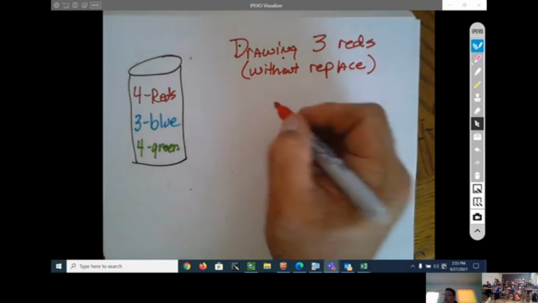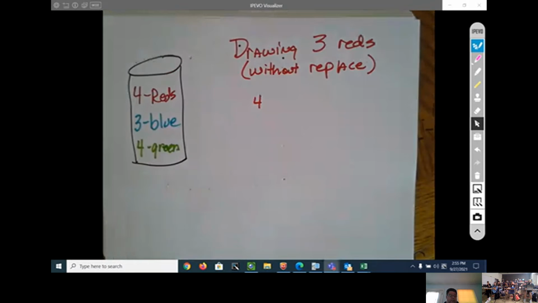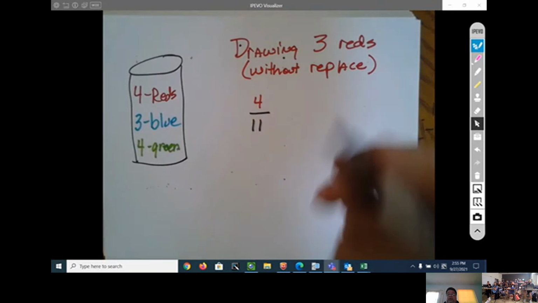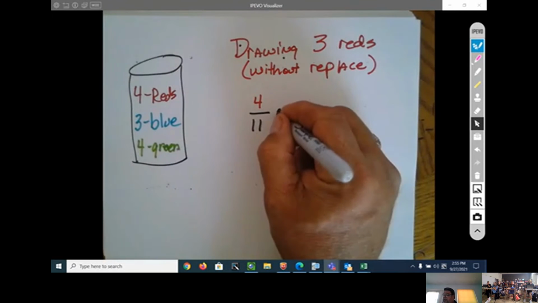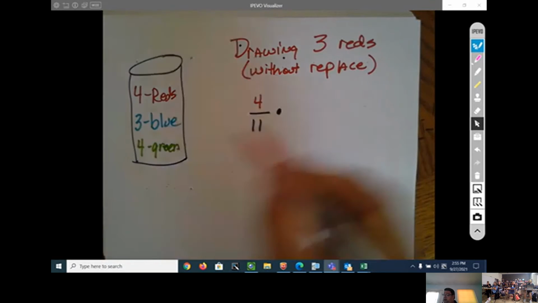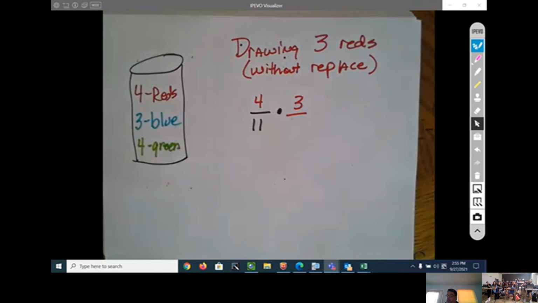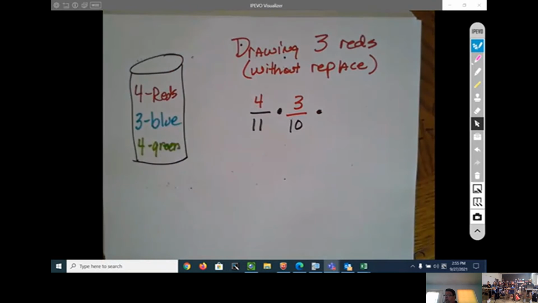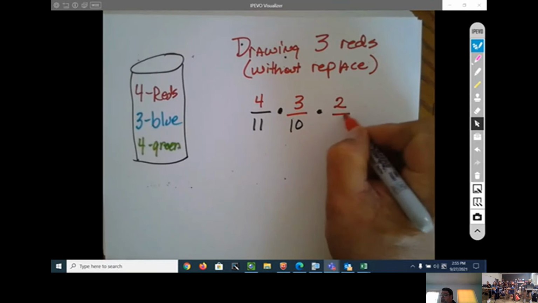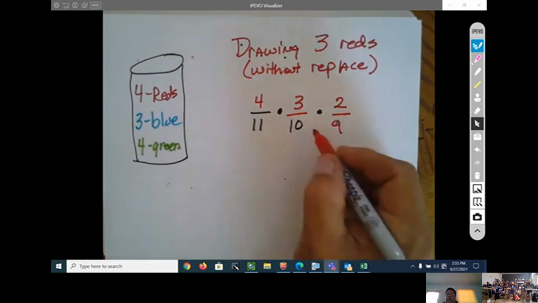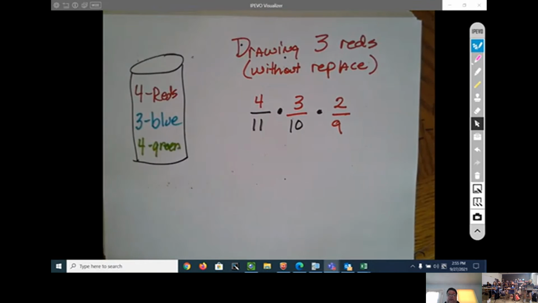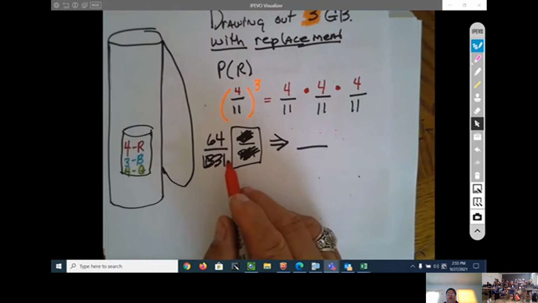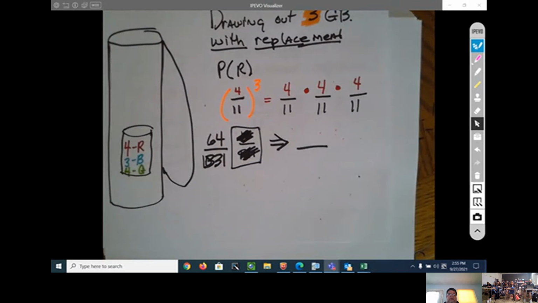So the first one is going to be 4 over what? 11. Somebody tell me what the second draw is going to be, because you put that one in your pocket. What's the next one going to be? 3 over 10. You put that in your pocket. And the next one, 2 over 9. Now I want somebody to calculate this one for us, and round it to 4 decimal places. Somebody calculate this first one for me. 64 over 1331 and give me 4 decimal points.